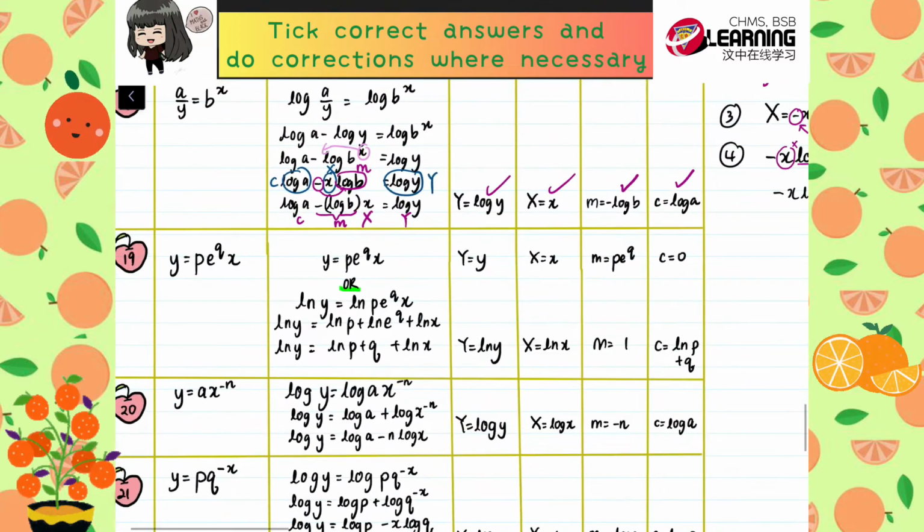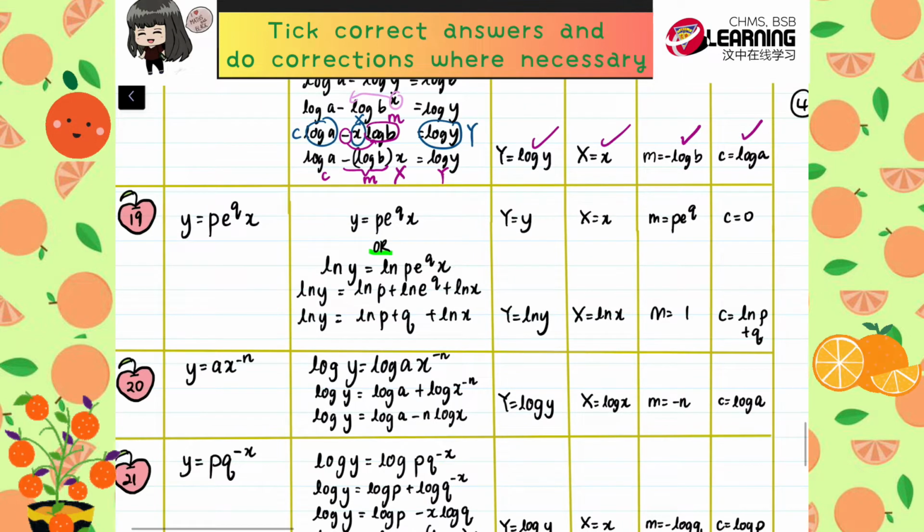Okay, and then question number 19. I see a lot of you do this. The second one. Actually, look at this. This is already your Y equals mx. Now your Y is your Y, your X is still your X, and your M is the whole thing, P e^Q. Why? Because P e^Q is basically already a constant, but without the C. If without the C, it means that your C is equal to 0.